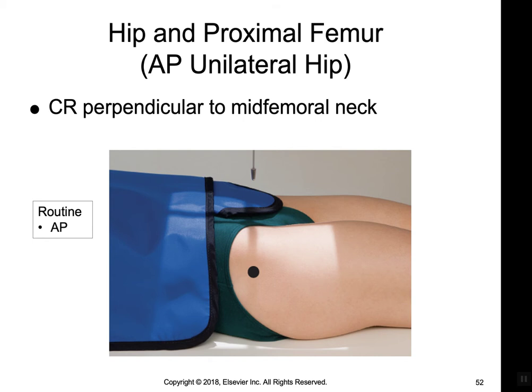So you are at 40 inches SID using a 10 by 12 IR. kV is 80 to 85. Your mAs is 10 to 20. Going to locate the femoral neck, ensure that there's no rotation of the pelvis, and rotate the affected leg internally 15 to 20 degrees. The CR is perpendicular to the femoral neck.